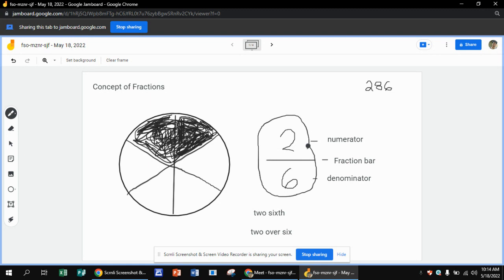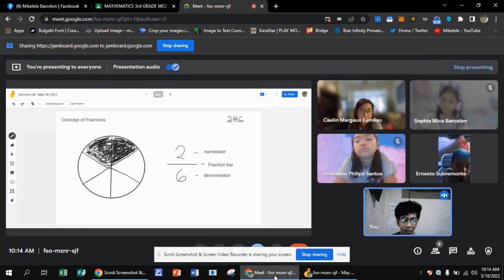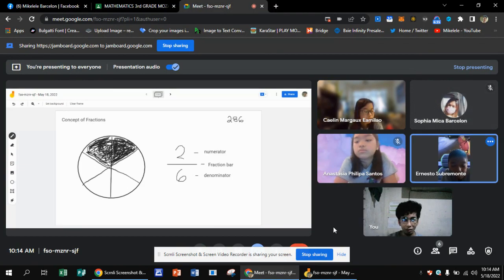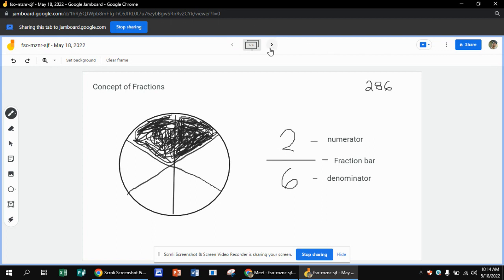2/6 or 2 over 6, any of those. Kahit sino sa kanila. We can read it as 2/6 or 2 over 6. Is there any question or further question? Okay. If there's none, let's move.